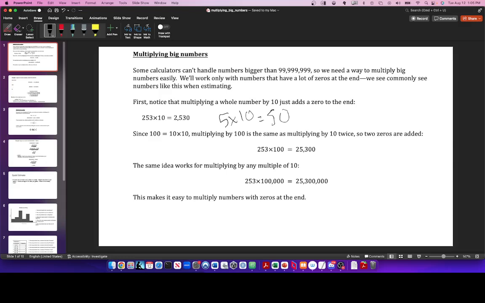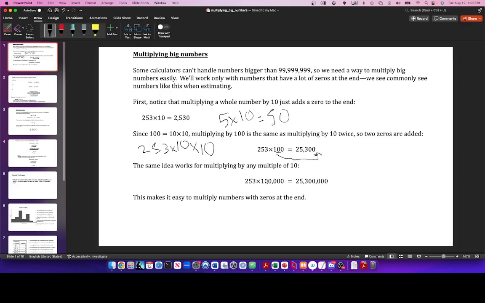So 100 is 10 times 10. If we multiply a number by 100, that's the same as multiplying it by 10 twice. So 253 times 100 is the same as 253 times 10 times 10. That means add one 0 to the end, then add another 0 to the end. Or 253 times 100 is 25,300. We've just stuck the two zeros on the end of that number.